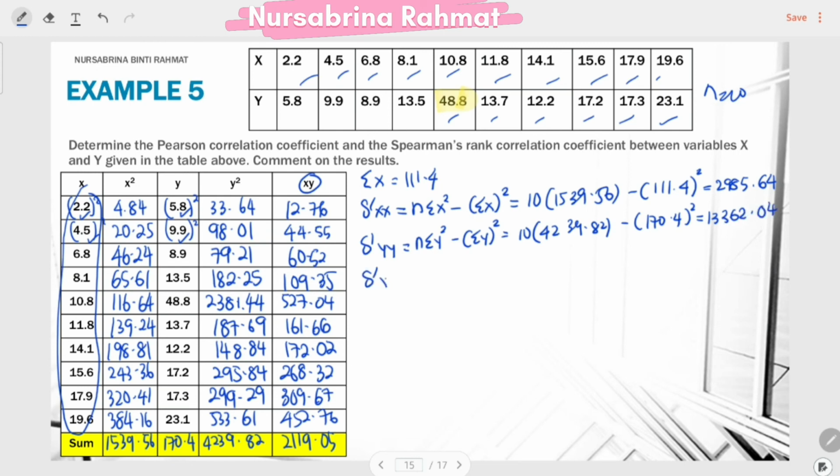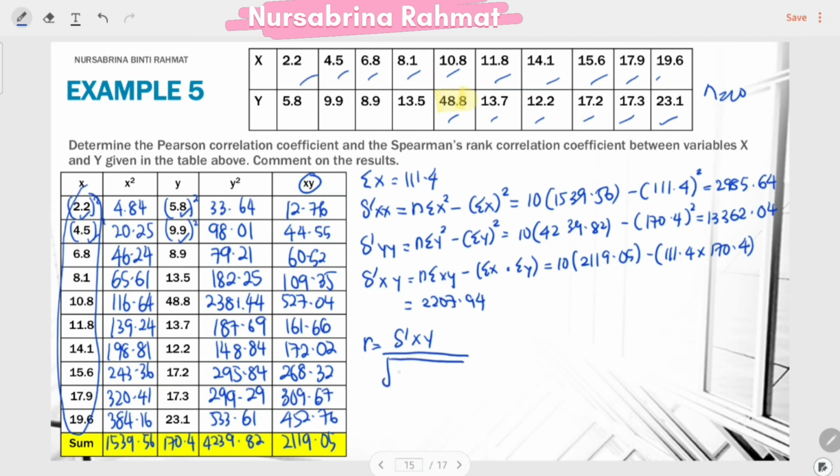Okay, so you will get it to be 13362.04. And then S prime xy is n sum of xy minus sum of x multiplied with sum of y. So it equals 10 times your sum of xy, which is 2119.05, minus the product of sum of x, 111.4, multiplied with the sum of y, which is 170.4. So it is equivalent to 2207.94. Okay, so next we're going to find your R. It is S prime xy over the square root of the product of S prime xx multiplied with S prime yy.